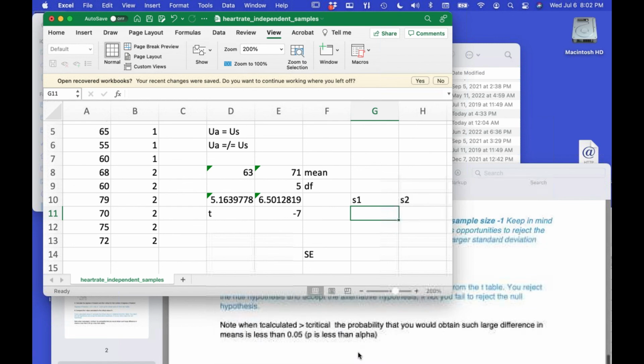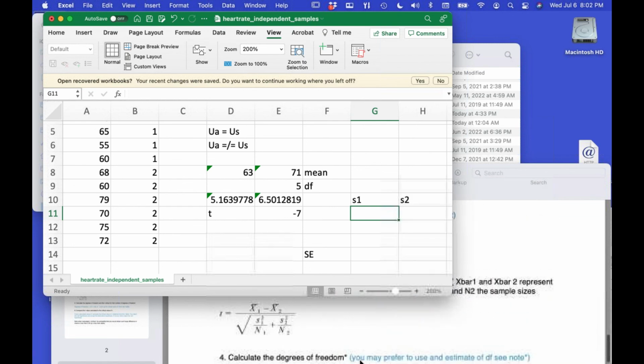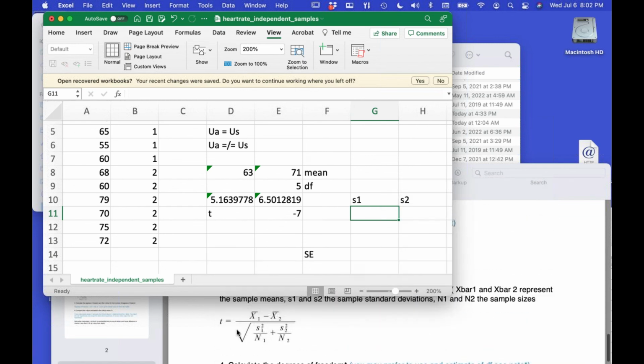So anybody want to tell me what the standard error is equal to? I'll wait on somebody to calculate it. Oh, I got some agreement here, 3.39. 3.39 is my standard error.